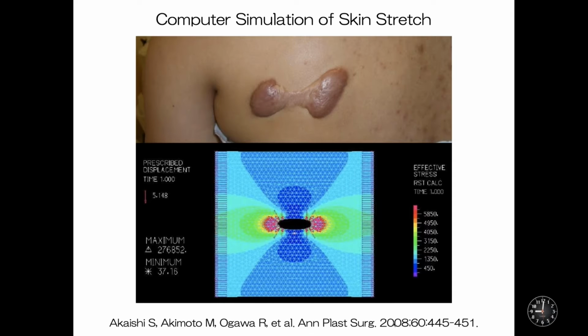So please compare to the clinical appearance. The inflammatory region completely matches the high tension area. So high tension is an important risk factor for keloid.